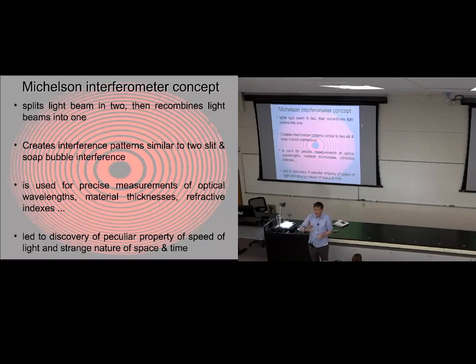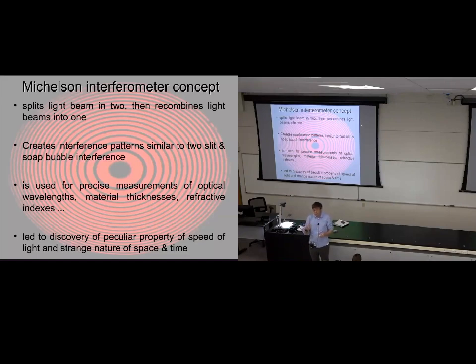And this might remind you of the class a week ago where we discussed the two-slit experiment, which is where we split a beam of light into two beams with the two slits, and then we let them interfere.